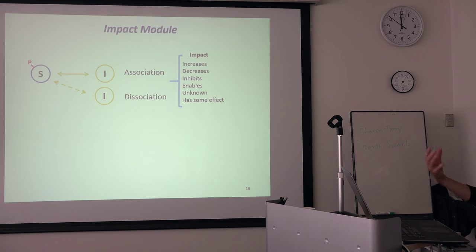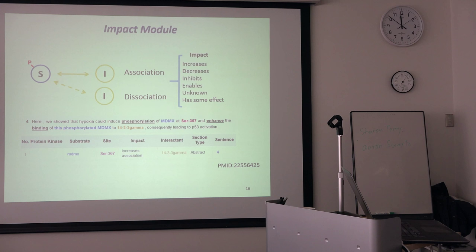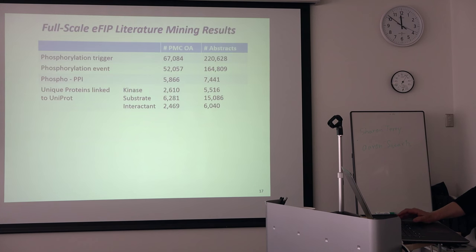Or is it just that we don't know exactly whether it's a causal event or not, that we just know this modified protein associates with this partner? So we just know that it's a binding. We don't know whether it's increased association or decreased association. And so from this kind of system, then we can do full-scale mining.